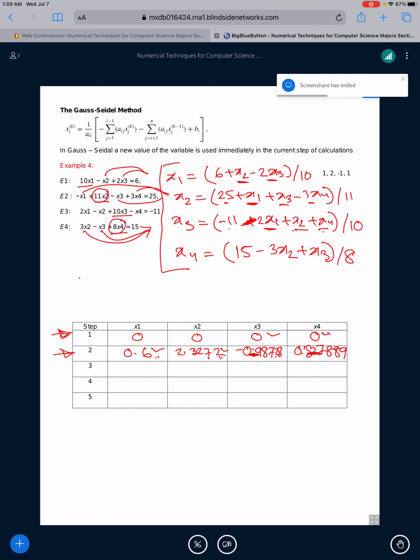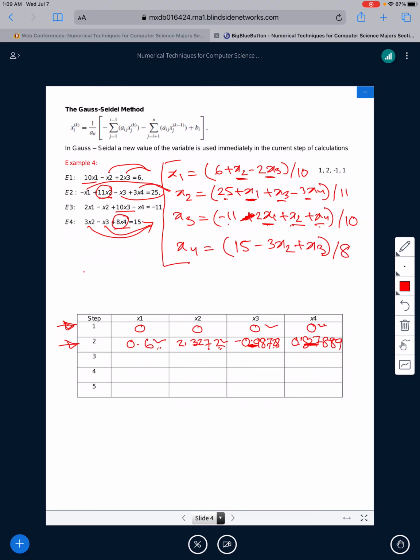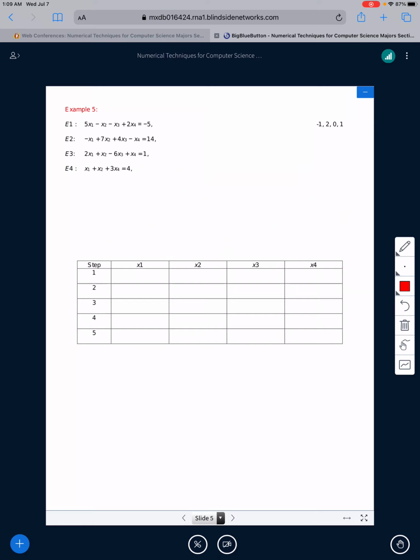Okay, so let me go to the next one. Okay, so this one is again, you will solve x1 from the first equation, x2 from the second equation, x3 from the third equation, x4 from the fourth equation. Okay, so what is x1 then?